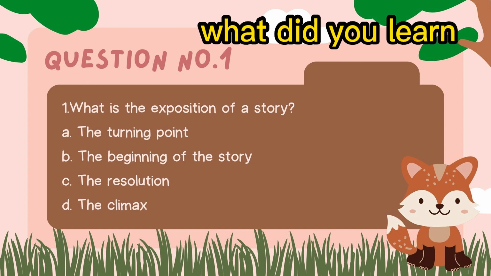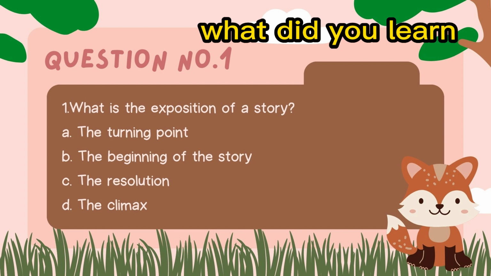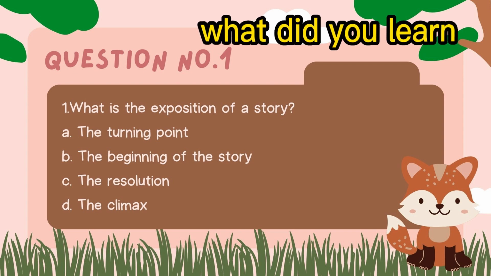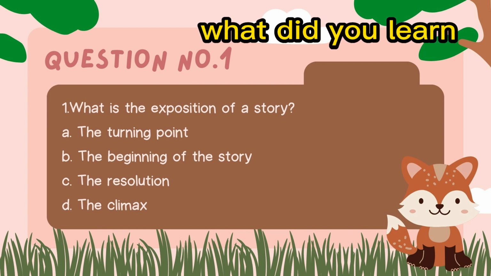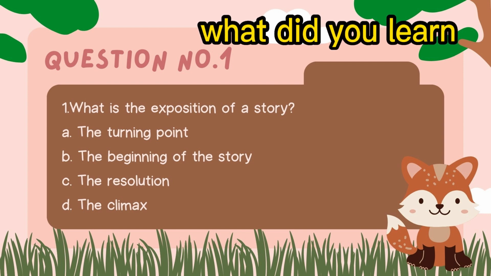On to checking your understanding of today's lesson. Here is question number 1. You are going to raise your hand and you are going to select the letter of the correct answer. Let's try this question number 1. What is the exposition of a story? A. The turning point. B. The beginning of the story. C. The resolution. D. The climax.